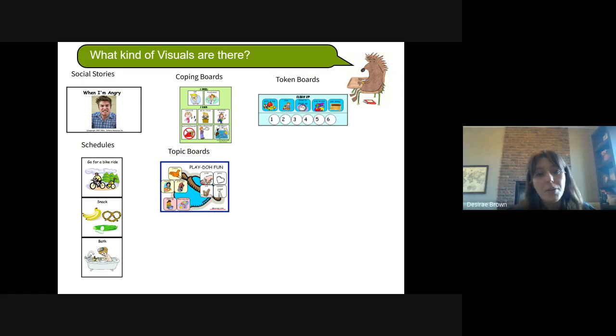So topic words are just like what they sound. They're related to a certain topic or a certain activity, and they have pictures of vocabulary on it that can be modeled by an adult in those activities, as well as used by a child, so they can be pointing to it to communicate as well.